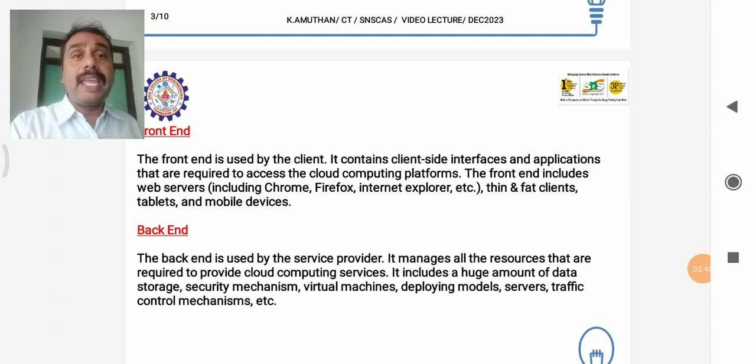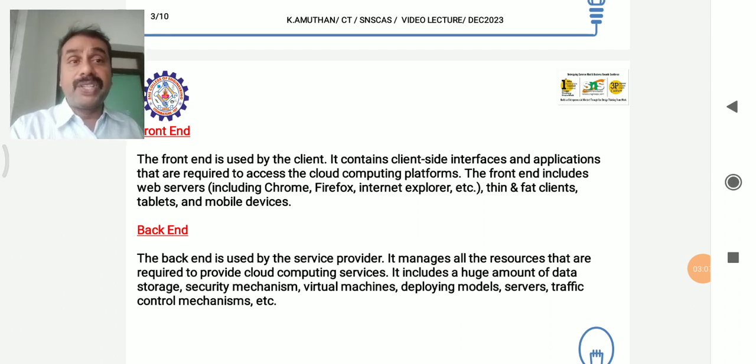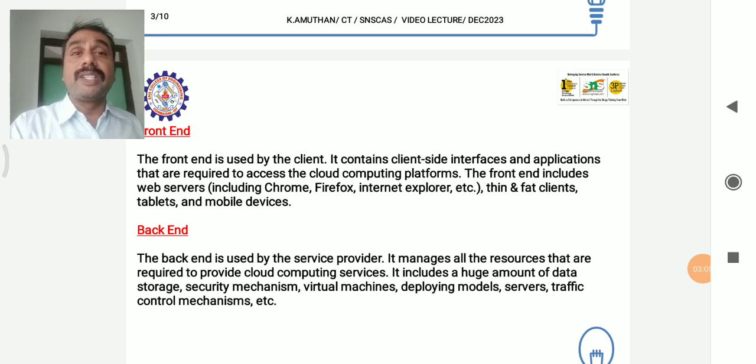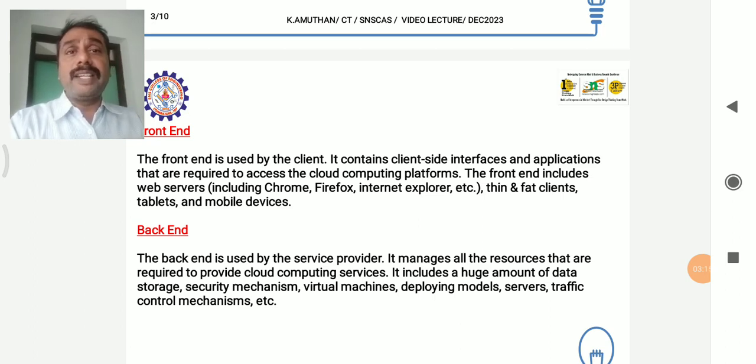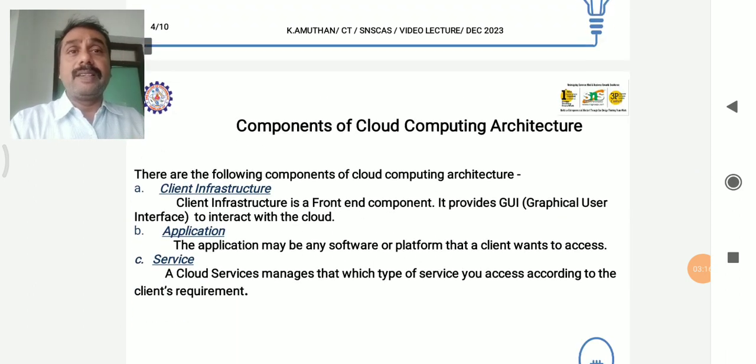The back end is used by the service provider. It manages all resources. It's a server, like a Google server. It provides the resources that are required to deliver cloud computing service. It includes a huge amount of data storage, security mechanisms, virtual machines, deployment models, servers and traffic control mechanisms, etc. So the two components are the front end and the back end.